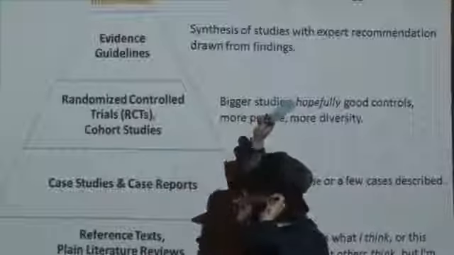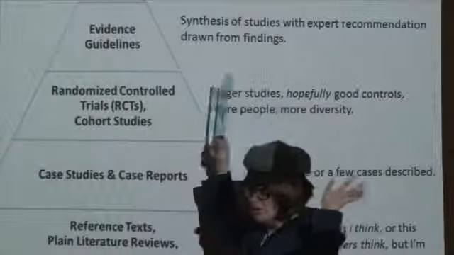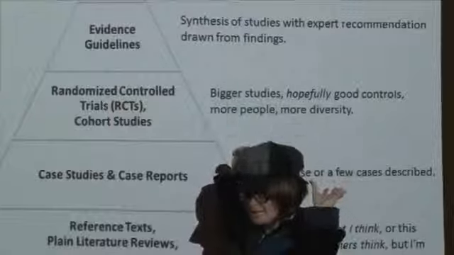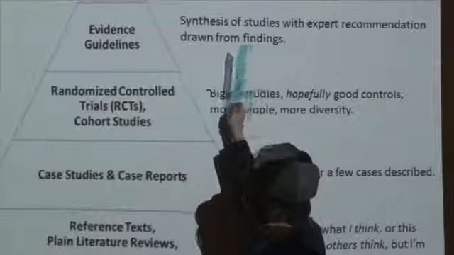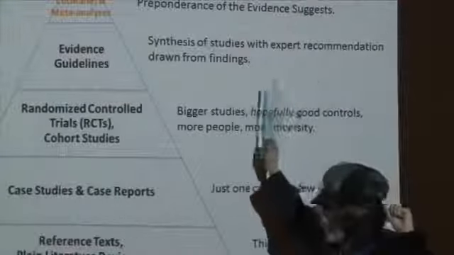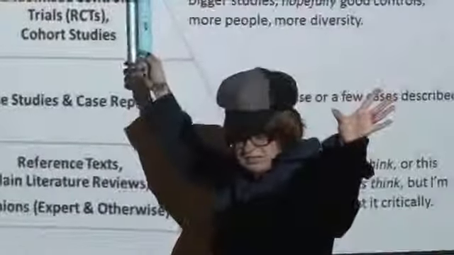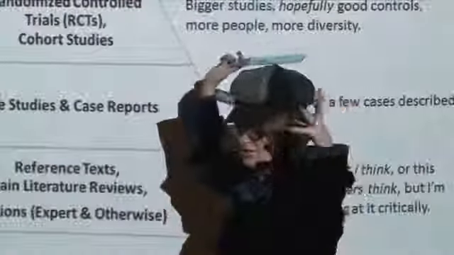Now, since you probably don't have 50 million years to be looking through all the medical literature in the world, it's often good to pull from experts in the particular area. And that's where we find our next level, evidence guidelines. These are synthesis of studies with expert recommendation drawn from the findings. These can come from fancy professional institutions, hospitals, different governments, all kinds of stuff.